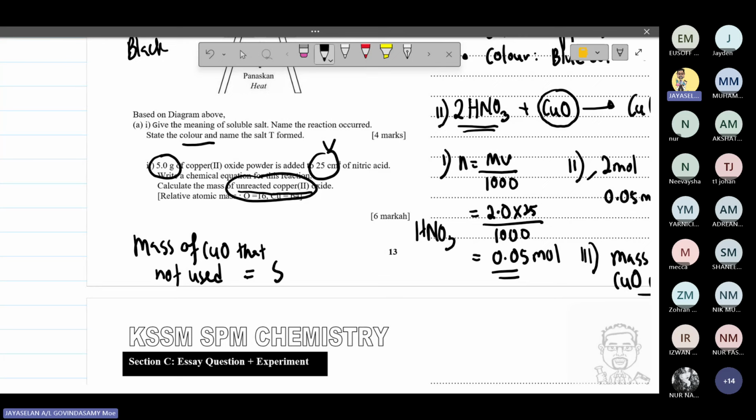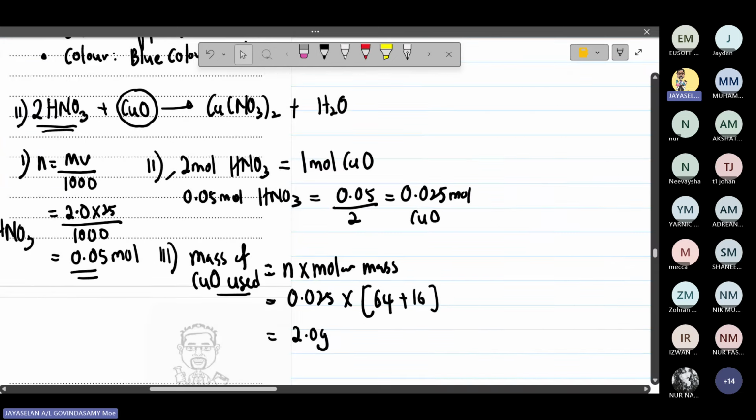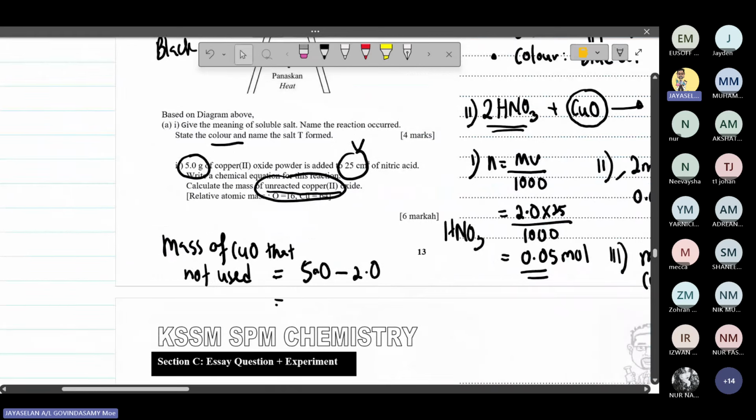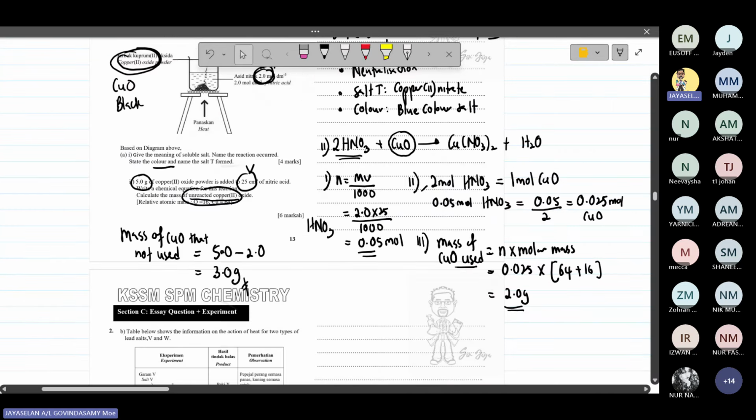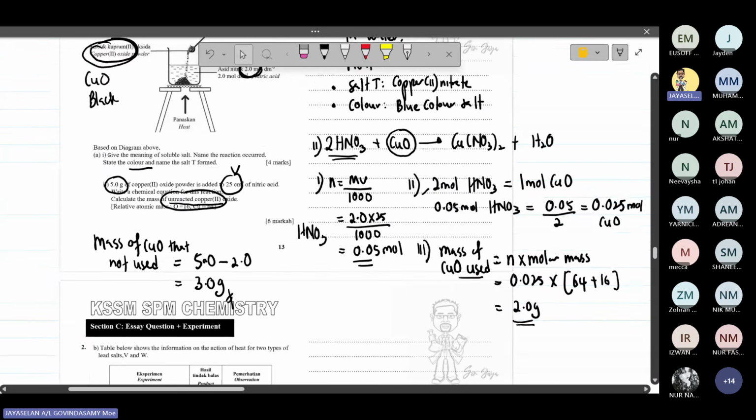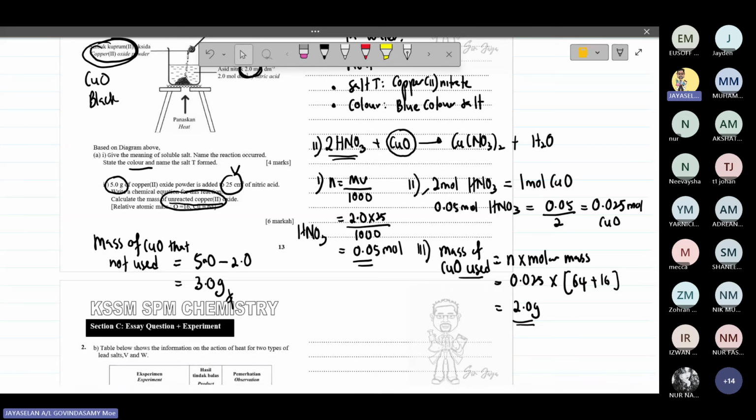How do we find it? 5.0, which one do we use? Minus 2.0, because here the mass of copper 2 oxide used is 2.0. So the answer will be what? 3.0 gram. Any question? Any question? No question, eh? Okay, we go for next reaction.